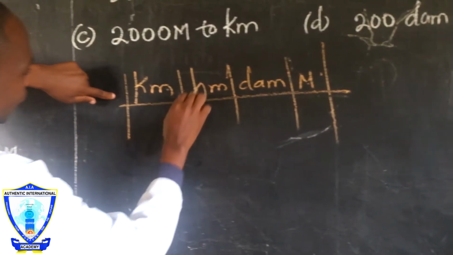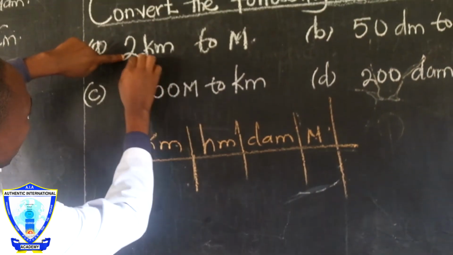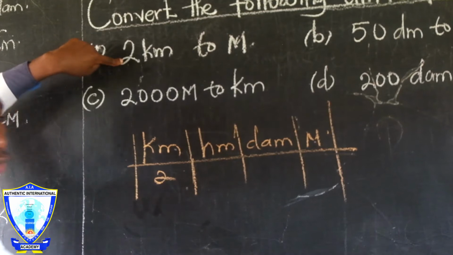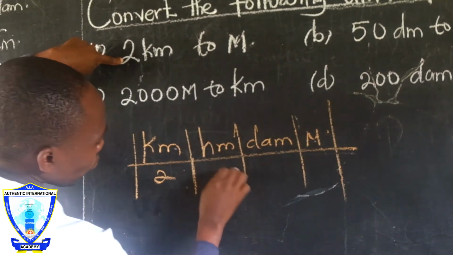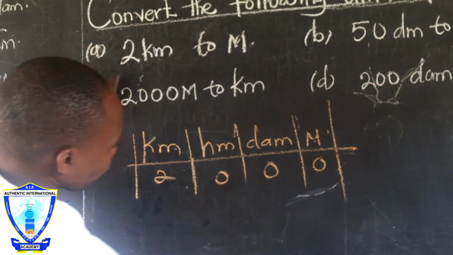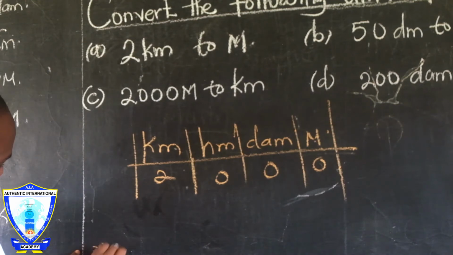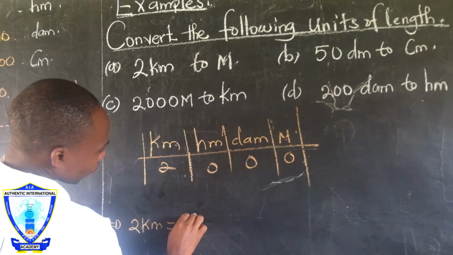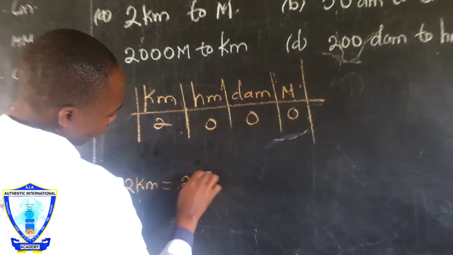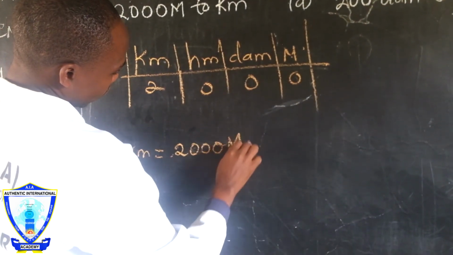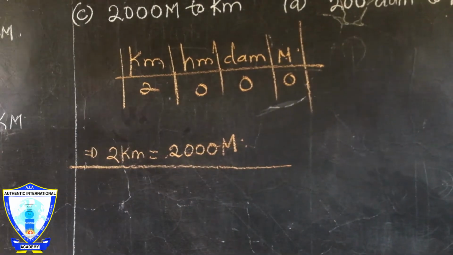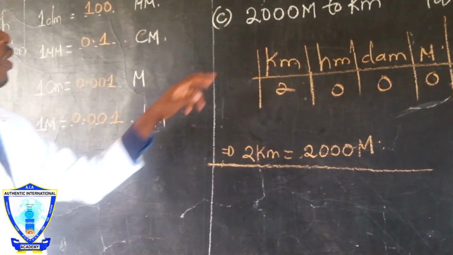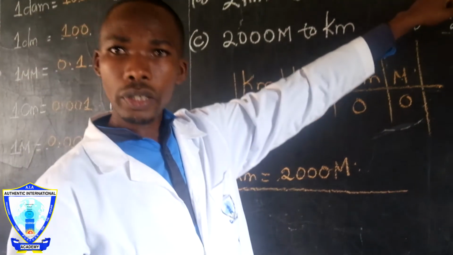So the answer is, simply I come under kilometer, I put 2, then I add zeros up to meter. So this implies that 2 kilometers is the same as 2,000 meters. Together, can you now try this question?